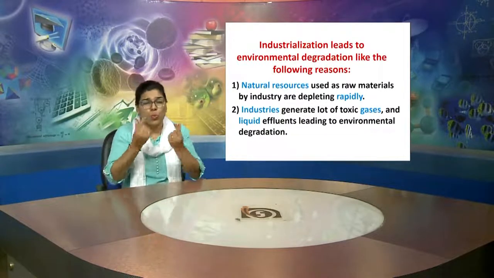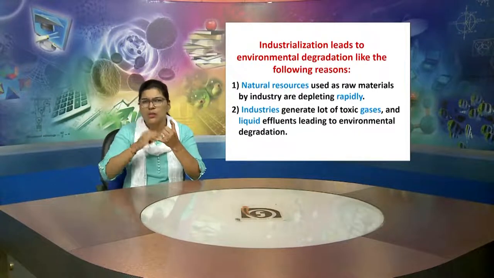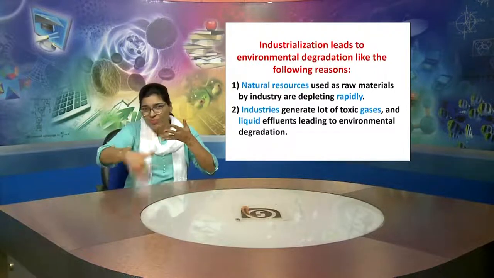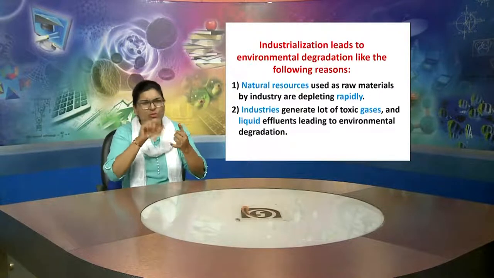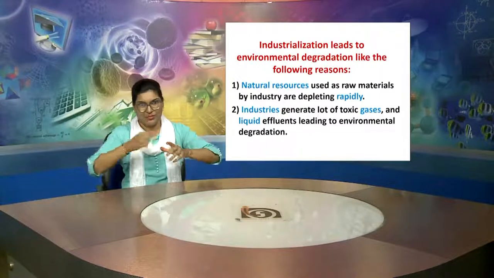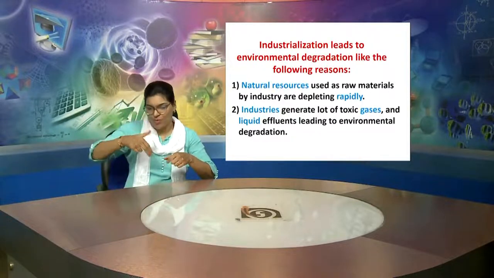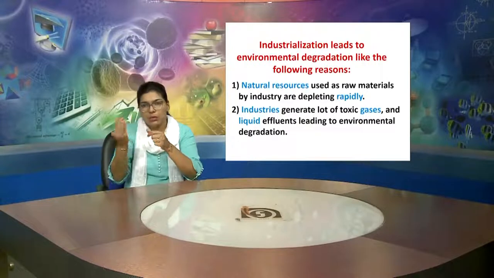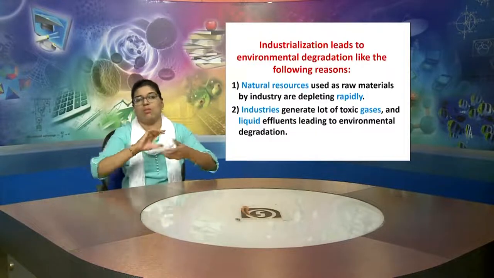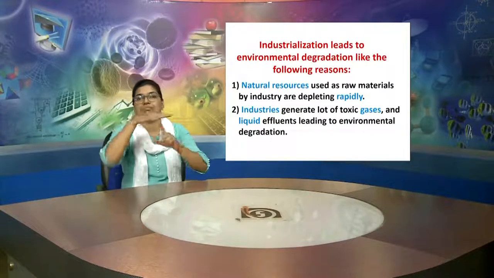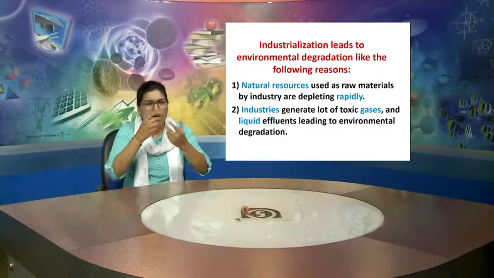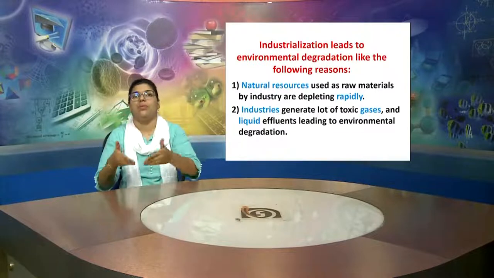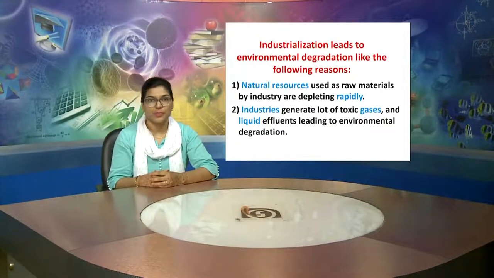The second point explains that the industries generate a lot of toxic gases and liquid effluent, or you can say liquid waste material, which leads to environmental degradation. Let me explain the meaning of toxic gases and liquid effluent. All those things which pollute the environment come from industries, and all those pollutants are not good for our health, they are harmful, which leads to environmental degradation.